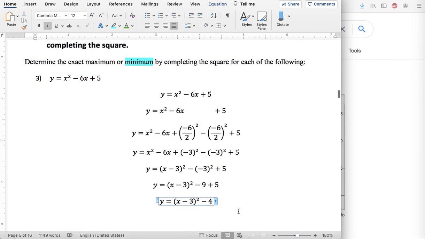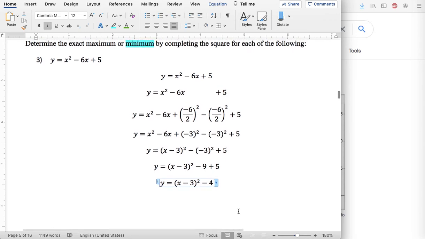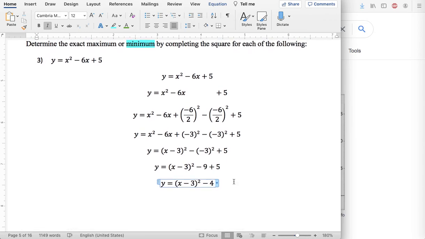I'm going to leave it at this point. This is technically the end of completing the square. So let's use this equation right here to find what the minimum is. Here I have three terms: y, (x minus 3) squared, and negative 4. This negative 4 will always be a negative 4, regardless of what my input is. This term right here, though, changes depending on what my input is. If I put in a different x, this term will be different.